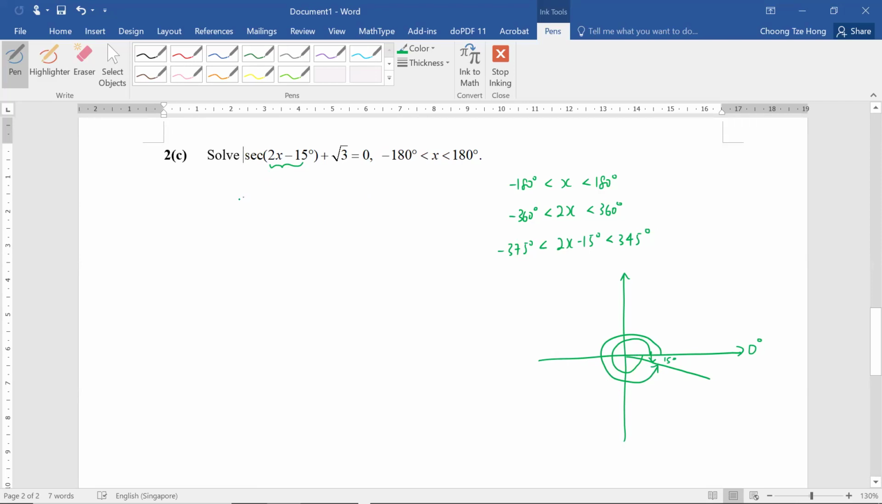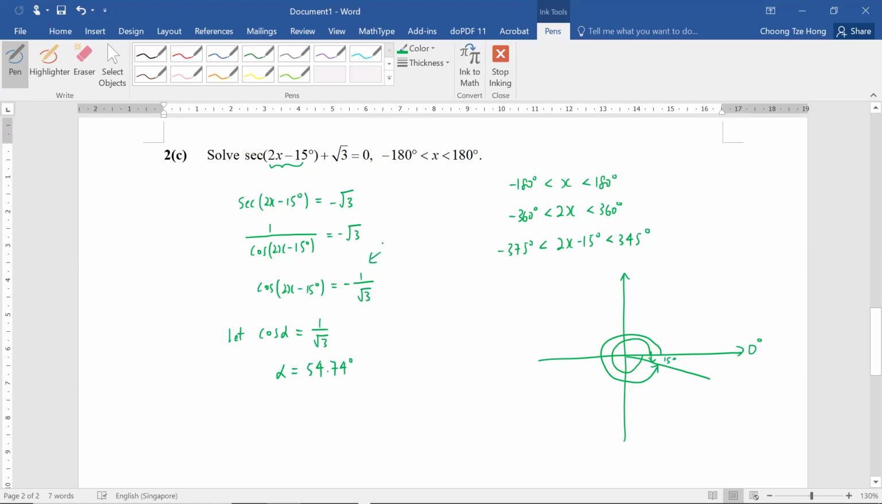The first step I will do is bring the square root 3 to the other side. Secant is 1 over cosine, so cosine of (2x minus 15 degrees) will be negative 1 over root 3. Let's proceed to find the basic angle. Let cosine alpha equal 1 over root 3. If you do the calculation, alpha is 54.74 degrees.